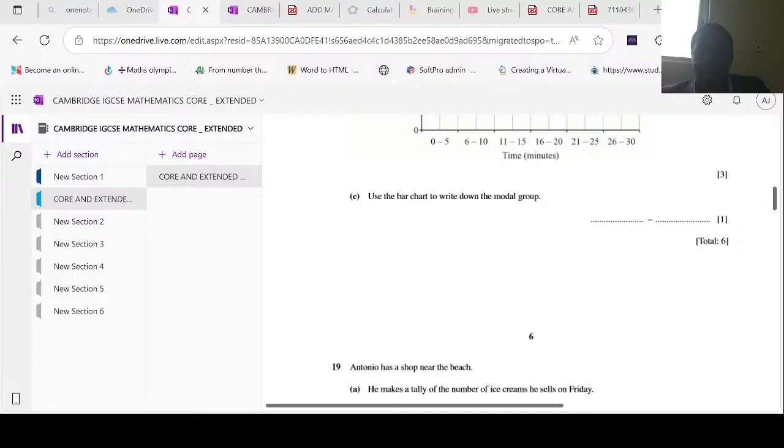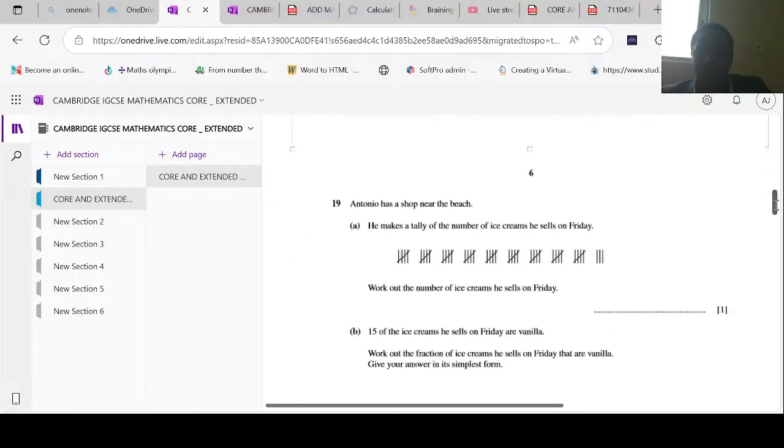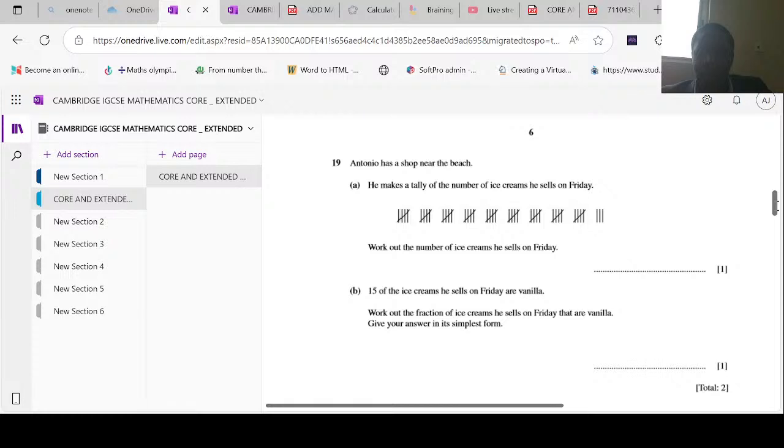The median and the mode, the mean. Okay, so let's look at question 19. It says Antonio has a shop near the beach. He makes a tally of the number of ice creams he sells on Friday. Work out the number of ice creams he sells on Friday.